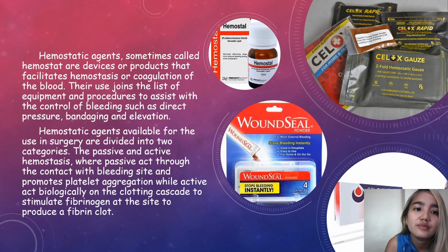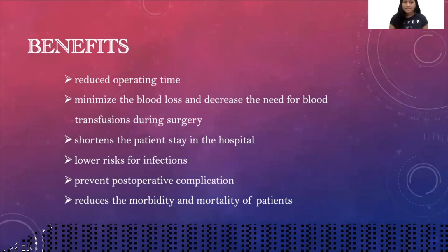Hemostatic agents, sometimes called hemostats, are devices or products that facilitate hemostasis or coagulation of the blood. Their use joins the list of equipment and procedures to assist with the control of bleeding, such as direct pressure, bandaging, and elevation. Hemostatic agents available for use in surgery are divided into 2 categories: passive and active hemostasis. Passive hemostasis acts through contact with the bleeding site and promotes platelet aggregation, while active hemostasis acts biologically on the clotting cascade to stimulate fibrinogen at the site to produce a fibrin clot.